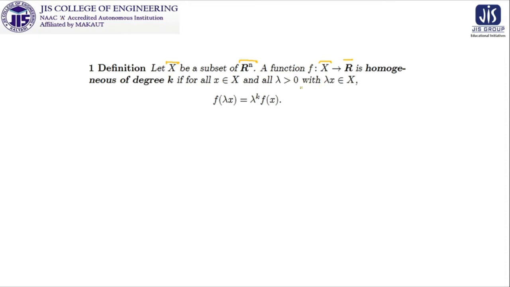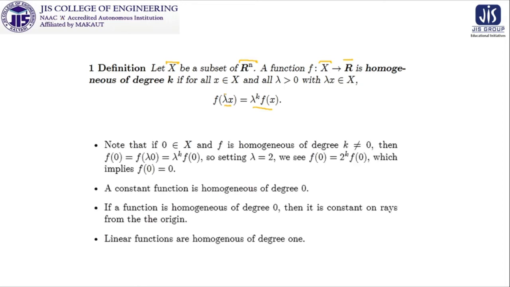Then the requirement for being a homogeneous function of degree k is that if we substitute lambda x in place of x, we get f of lambda x equal to lambda to the power k f of x. So if after substitution we get lambda f(x), it will be a homogeneous function of degree 1. If it is lambda square f(x), it will be a homogeneous function of degree 2, and so on. We will be discussing examples of homogeneous functions in the next slides.